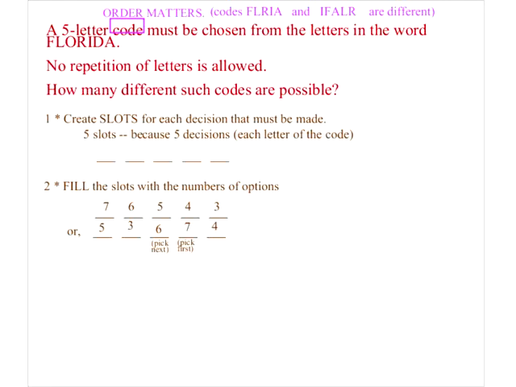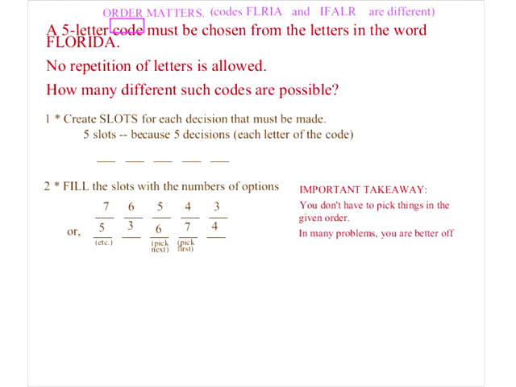So the order in which I do these doesn't make a ton of difference, as long as it's a legitimate order. This is a very important takeaway here. You don't really have to pick these from left to right. You don't have to pick things in the given order. And indeed, as we're going to see soon, in many problems, you are better off picking in a different order.